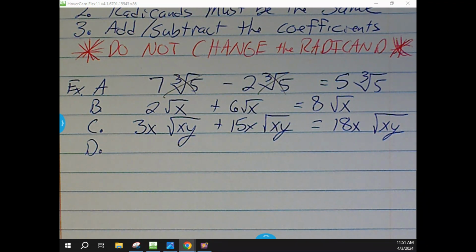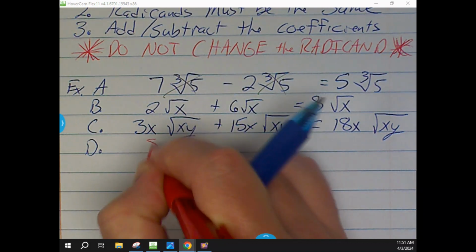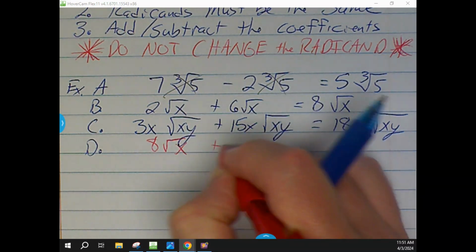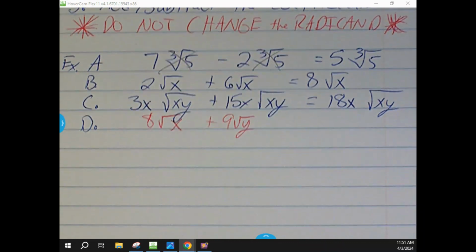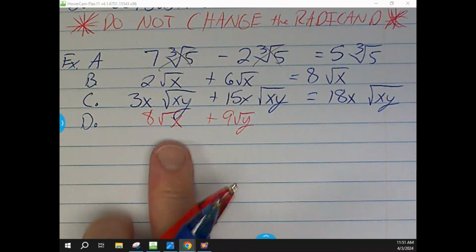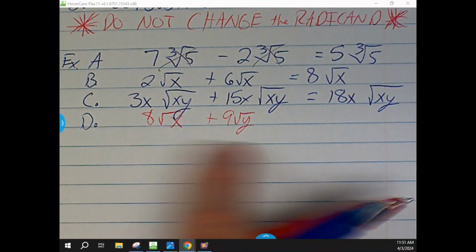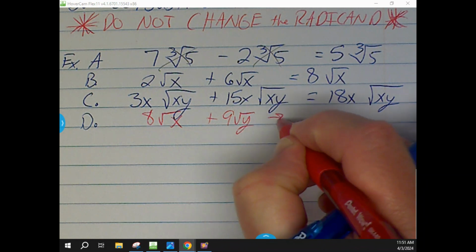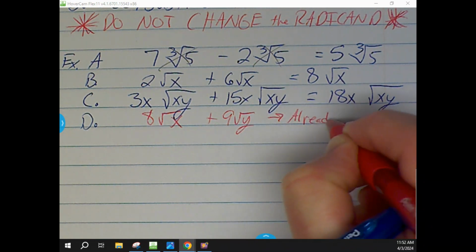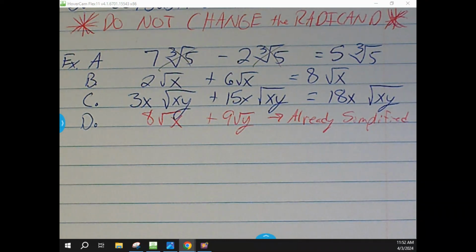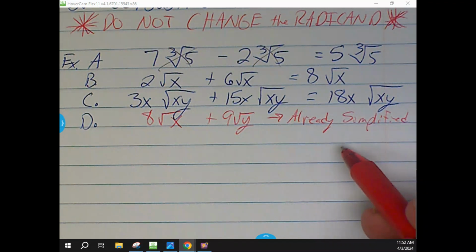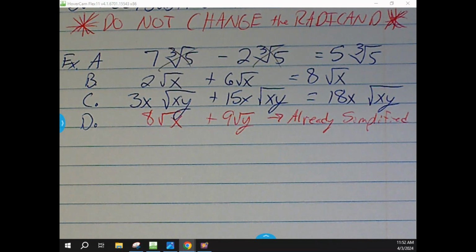Okay, I don't think they would give you a problem like this one, but just to give you an idea. If they had you do 8 square root of x plus 9 square root of y and asked you to simplify that, because the radicands are different, that's one where you cannot do anything. You would basically say that it's already simplified. I don't know if MyMathLab would give you a problem like that. If they did, they'd have to give you an option that says cannot do or not possible, or you would just type in the exact same answer again.